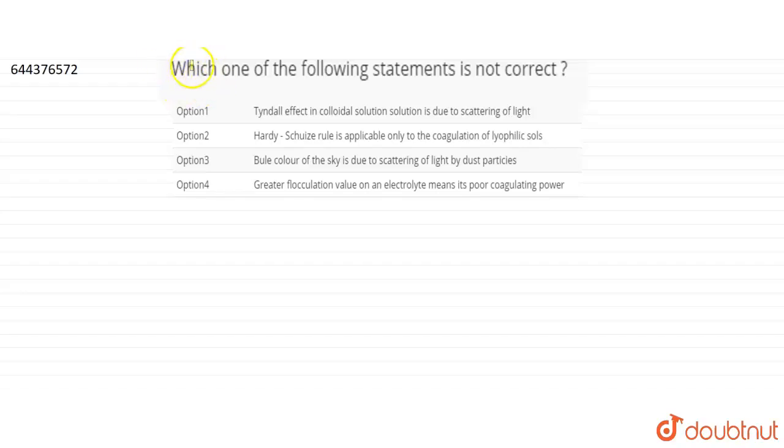Hello students, I hope you all are doing good. Today our question is like this. Which one of the following statements is not correct? We have different statements given in the options, and we need to identify which option statement is not correct.